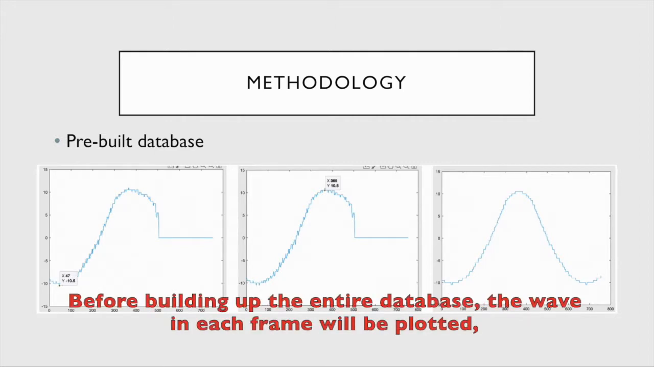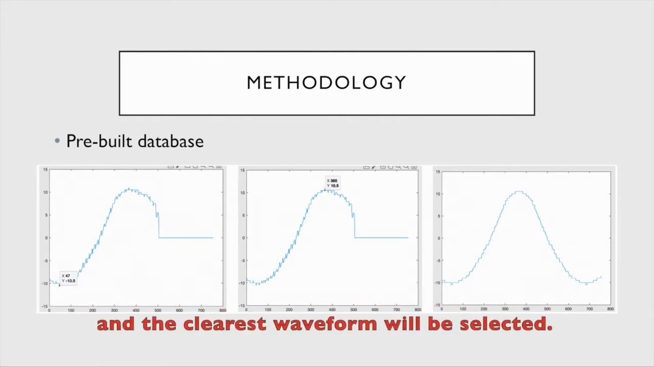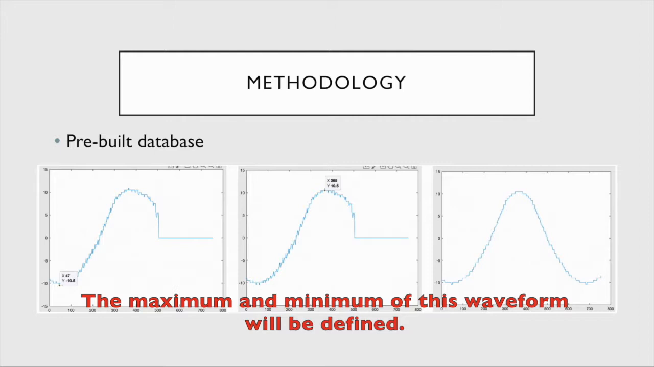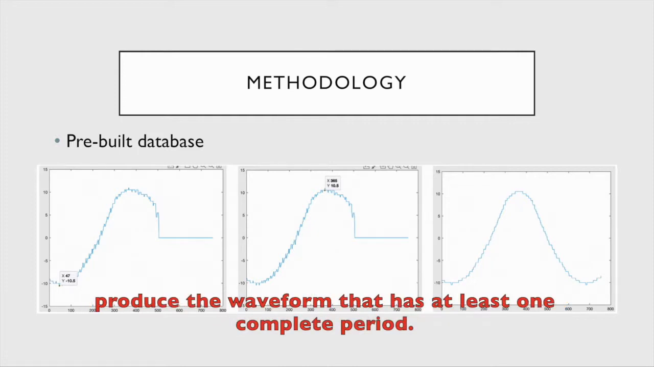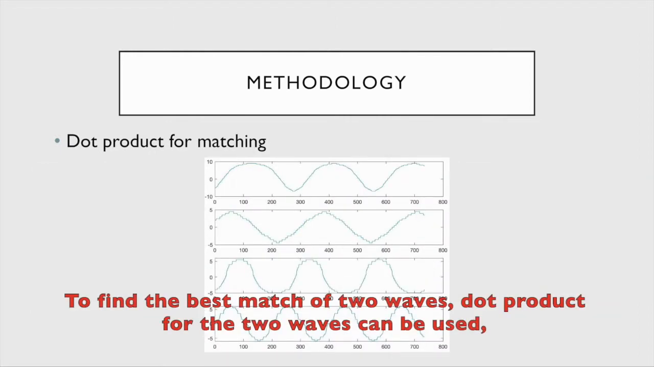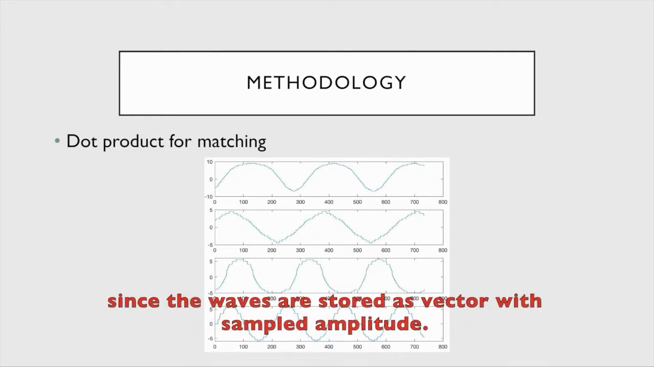Before building up the entire database, the wave in each frame will be plotted, and the clearest wave will be selected. The maximum and minimum of this waveform will be defined. The interval between these two points will be copied and split to produce a waveform that has at least one complete period. To find the best match of two waves, the dot product of the two waves can be used, since the waves are stored as vectors with sampled amplitudes.